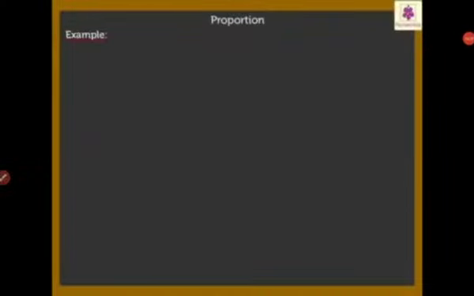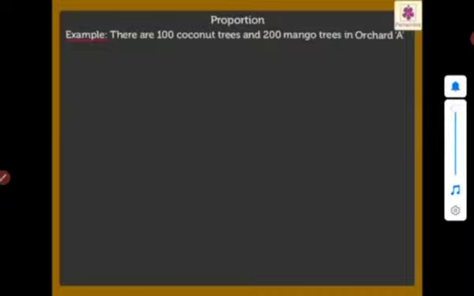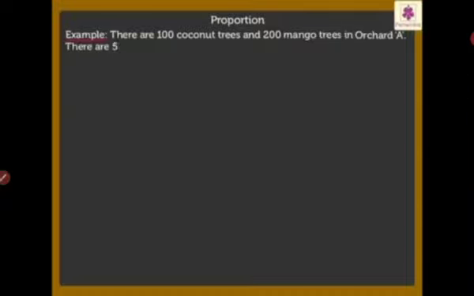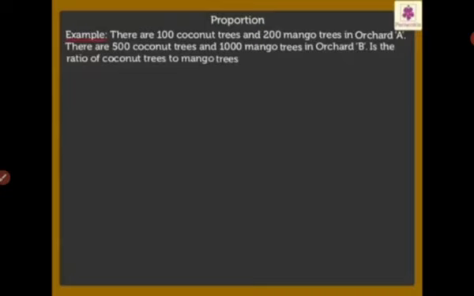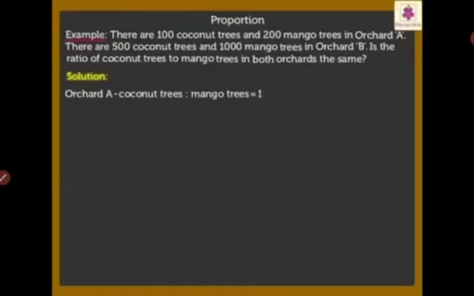Let's look at an example. There are 100 coconut trees and 200 mango trees in orchard A. There are 500 coconut trees and 1000 mango trees in orchard B. Is the ratio of coconut trees to mango trees in both orchards the same? In orchard A, the ratio of coconut trees to mango trees is 100:200, which is equal to 1:2.